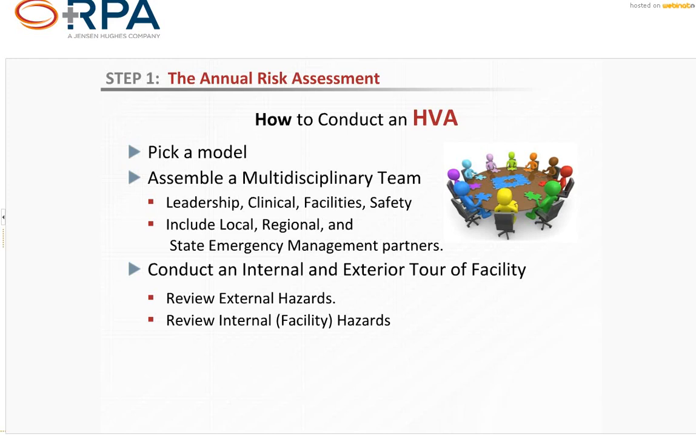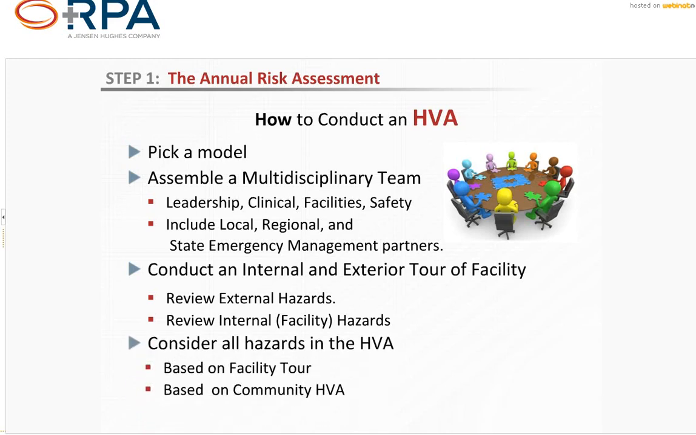So it's a real simple example of taking that tour, going through the building, and always remember, when you're looking at risks, the ones closest to home are probably the most important and most dangerous to you. So include a facility tour as part of your assessment. But then we're, of course, going to come back now and step back from the facility and consider all hazards in the HVA.